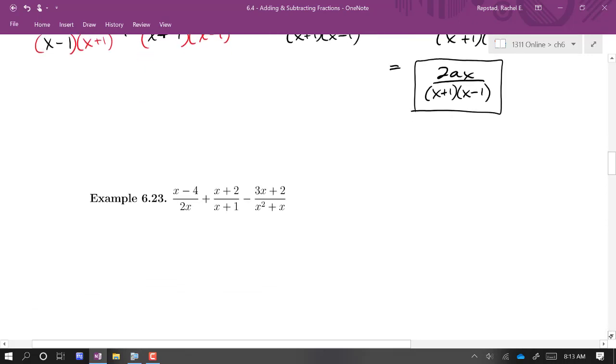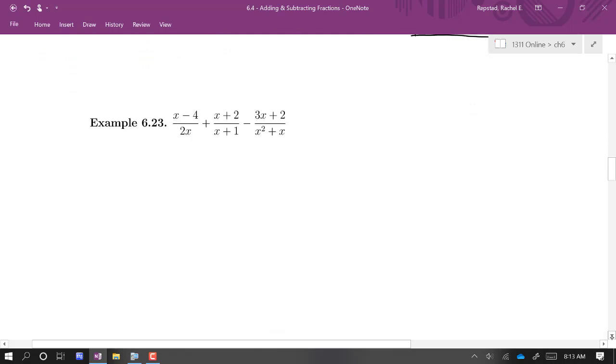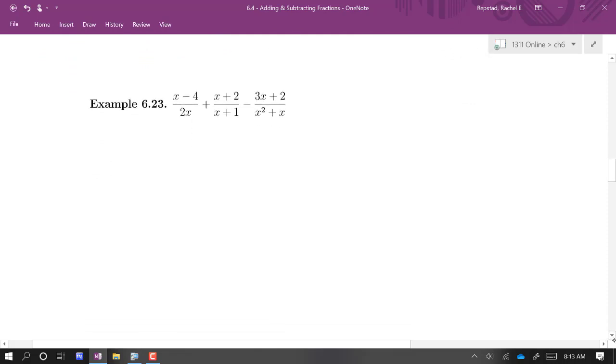Let's do another one. So here we're going to add these three fractions. This time I think we do have a little bit of factoring to do in the bottom. So I'm going to start by rewriting. I always want to rewrite to give myself plenty of space, because I want to be able to write in the added factors that I need in the top and the bottom. It's helpful if I have enough room to write that in without having to squeeze it all together.